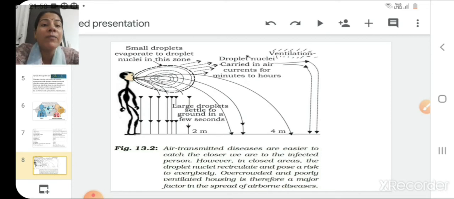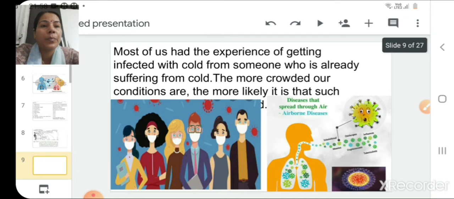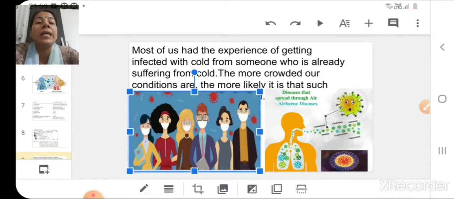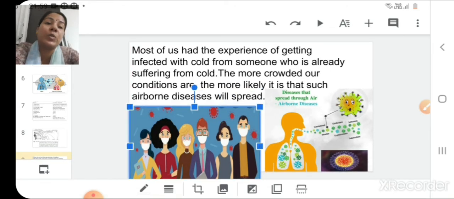Overcrowded and poorly ventilated housing is therefore a major factor in the spread of airborne diseases. Most of us have had the experience of getting infected with a common cold from someone who is already suffering from a common cold. The more crowded our conditions are, the more likely it is that such cases will increase and we will get infected soon by these airborne diseases.